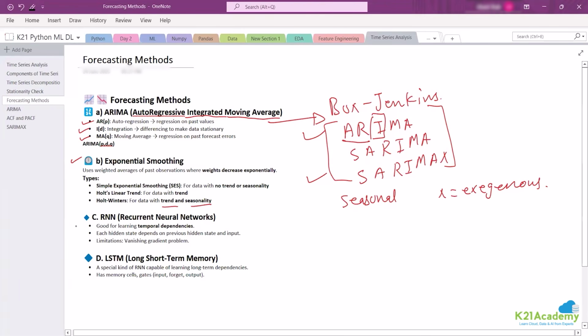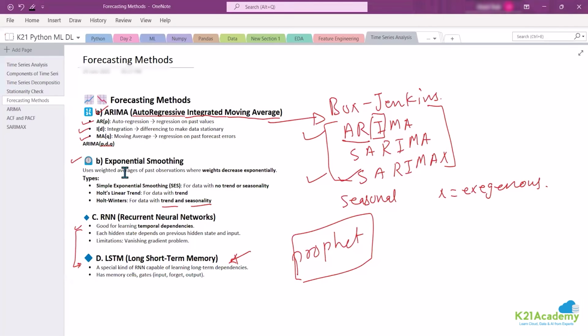The third is neural networks. The simple neural network that we are going to use is the RNN, the recurrent neural network, and the LSTM, which is a flavor of the RNN. Long short-term memory is a forecasting model. Apart from that, the Prophet model is also there, but we are not going to see the Prophet model. We will be focusing more on ARIMA, SARIMAX, and LSTM. So three models we will be seeing in detail.